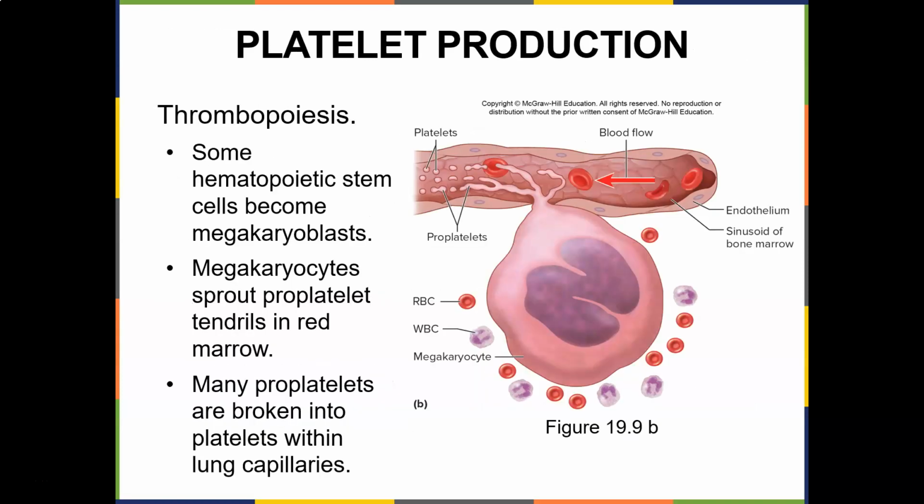Platelet production is called thrombopoiesis, remember that's production. Some hemopoietic stem cells become megakaryocytes. Megakaryocytes sprout proplatelet tendrils in red marrow, and then the many proplatelets are broken into platelets within the lung capillaries.